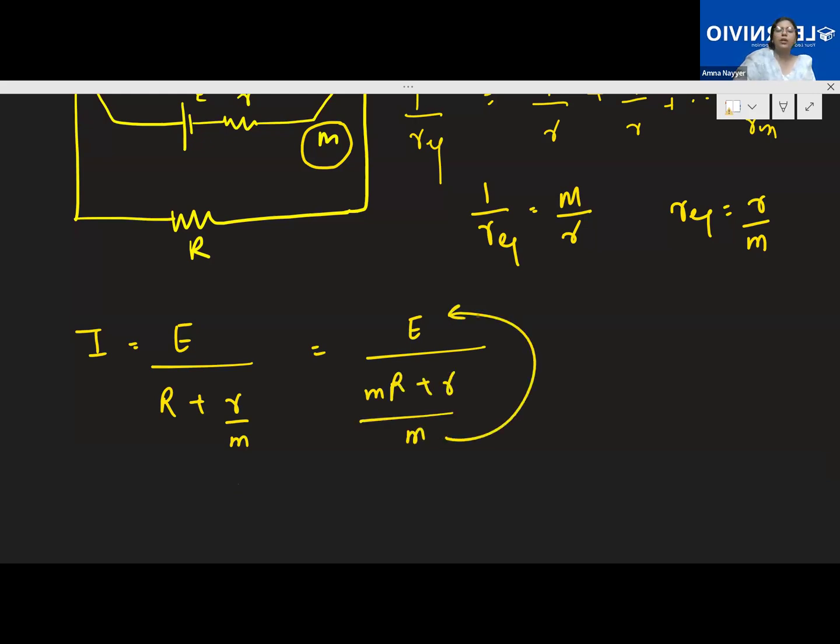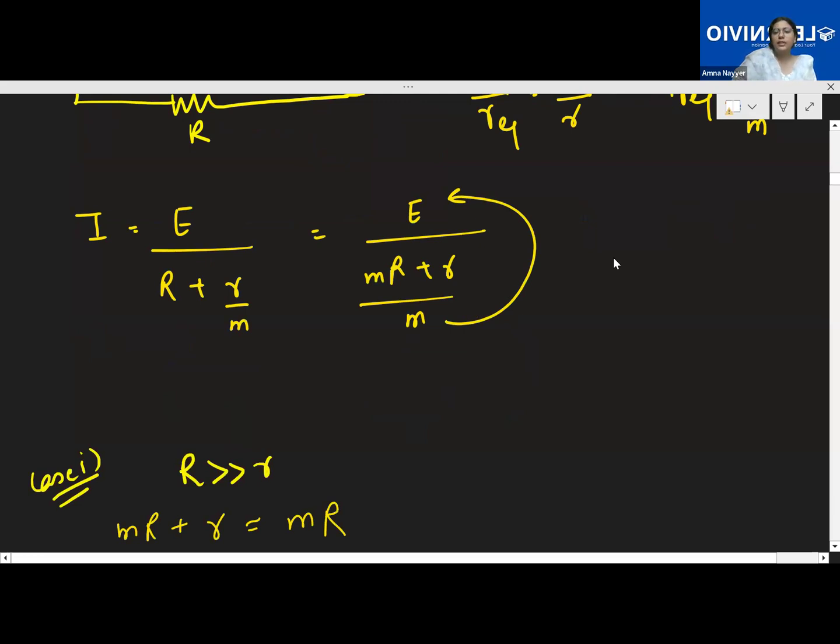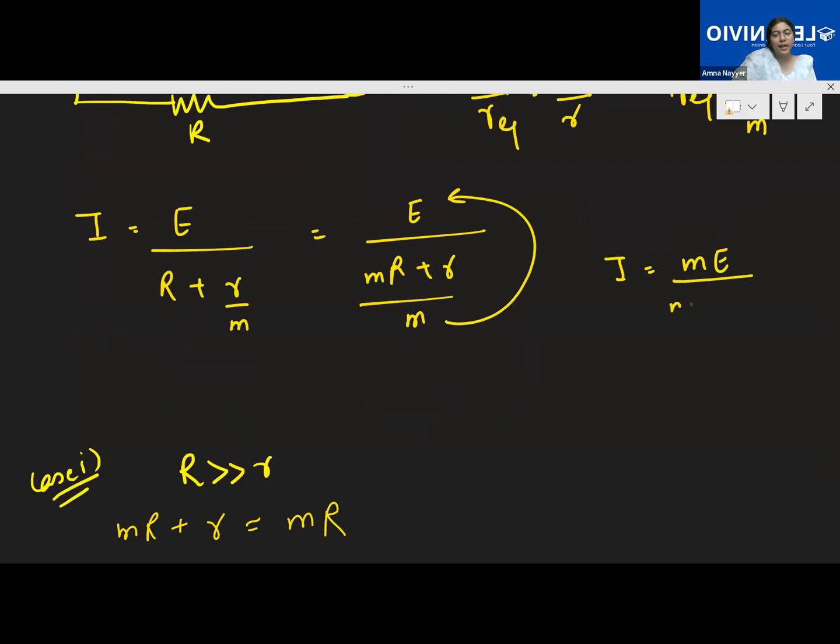This M will go up. What is the equation form? Here we can say I is equal to ME divided by MR plus small r. That was NE by R plus NR for series. This is ME by MR plus r. Got it?